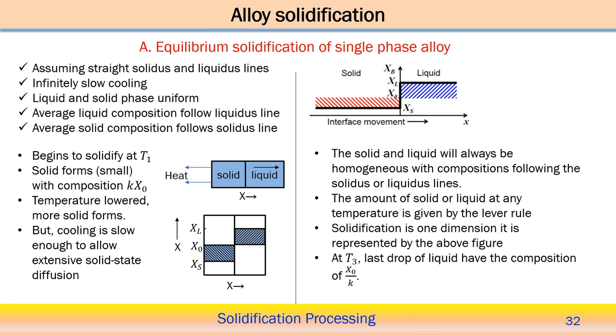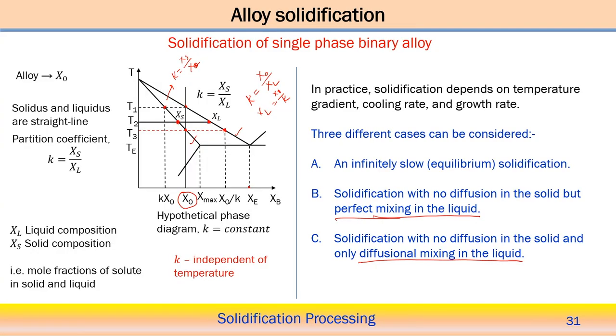So therefore, we can assume that the solidification starts at temperature T1, and then solid forms with the composition KX0, and as the temperature is lowered further, more solid actually forms, but cooling is slow enough to allow extensive solid state diffusion. Therefore, extensive solid state diffusion, basically we are allowing the diffusion to occur, and that is the characteristic of the very slow cooling process.